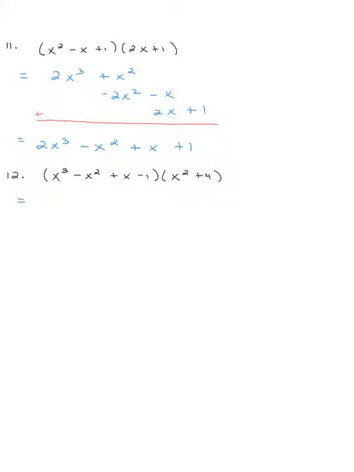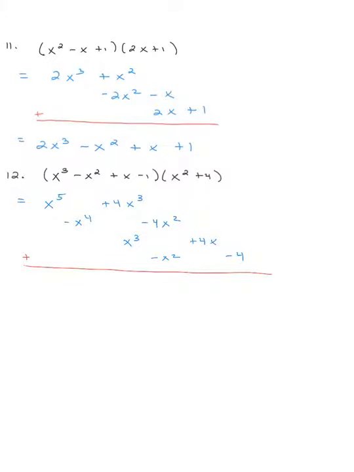By multiplying in the x cubed, we get an x to the 5th plus a 4x cubed. And I'll leave some space for possibly an x to the 4th, which I get. If I multiply in the negative x squared, I get negative x to the 4th minus 4x squared. Multiplying in the x gives me an x cubed and a 4x. Multiplying in a negative 1 gives me negative x squared minus 4. So these are the 4 lines that I'm adding up.